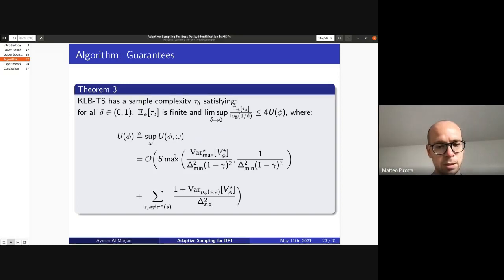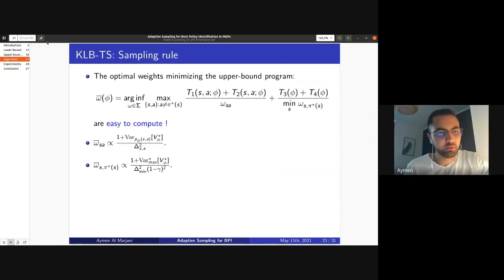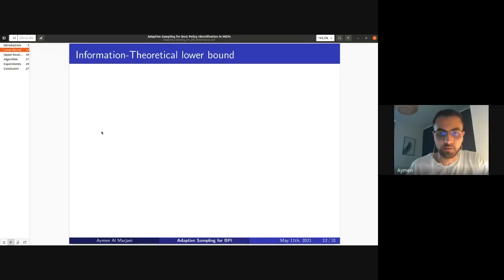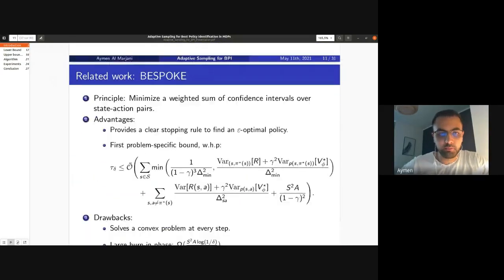Okay. So if we go to the bound of Bespoke, it is here. With high probability, you have this nice bound that depends on the variances, gaps, and so on. Other than the constant term, I think they are quite similar, with two differences. The first difference is that this bound holds with probability 1 minus delta, so maybe tau can be infinite on the failure event.